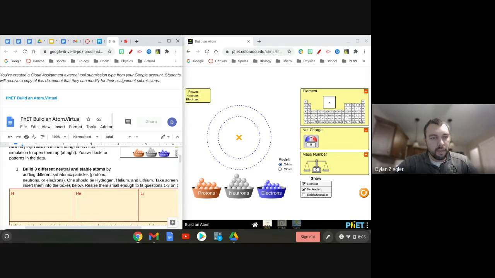Okay, so first I need to build a neutral atom. I'm just going to start with the proton here, and we see some things change. Okay, so this is hydrogen. That is what we need to build. So I need to make sure that it stays hydrogen. Now let me add another proton. Nope. Now it's not hydrogen anymore, it's helium, so I'm going to take that one away. Good, it goes back to hydrogen. Let me add some neutrons.